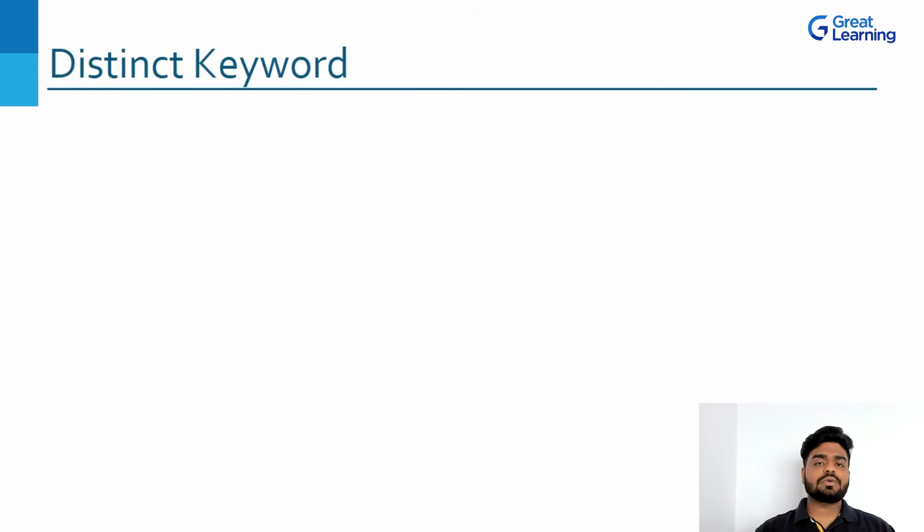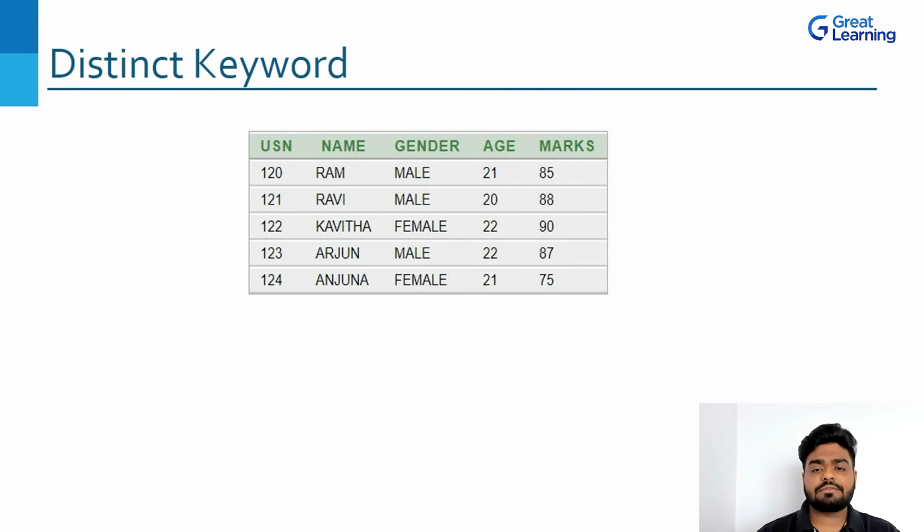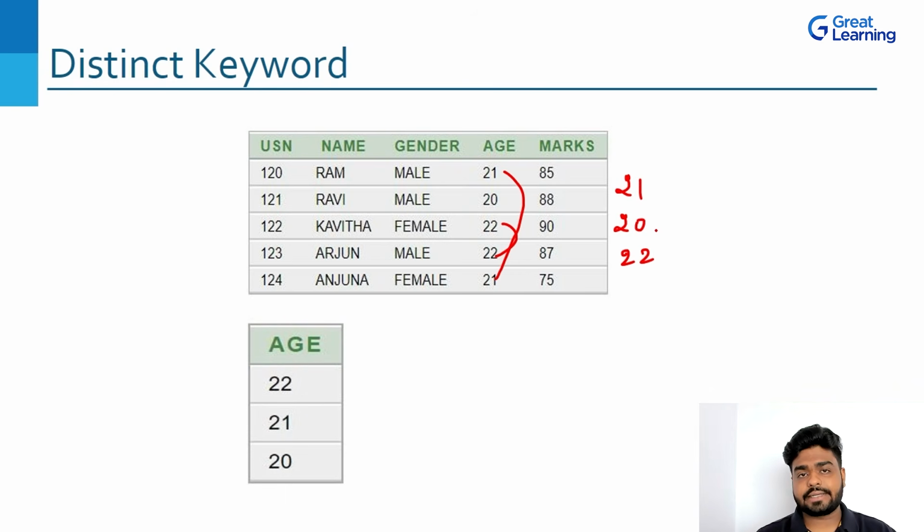Let's move to the next one, which is the distinct keyword. So I want the data which is distinct. Let's say I have this table and I want the data of distinct age. That means not the repeated ones. So 21 is repeated twice, 22 is repeated twice. I don't want it to display twice. I want the distinct data. So I want 21, 20, and 22. This is what you will get. Okay, this is what is distinct.